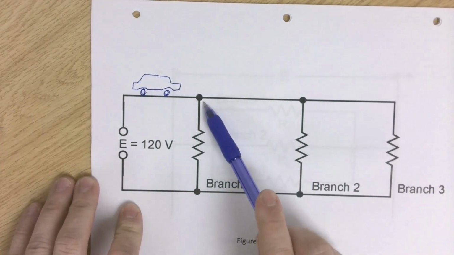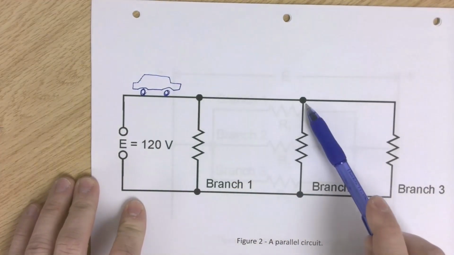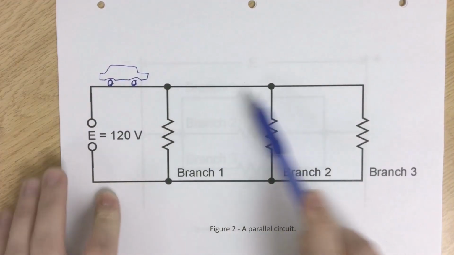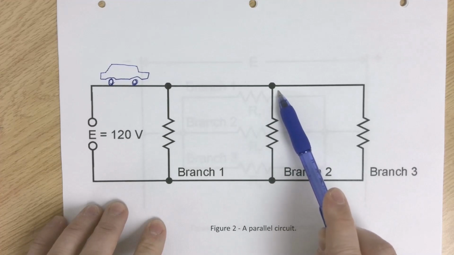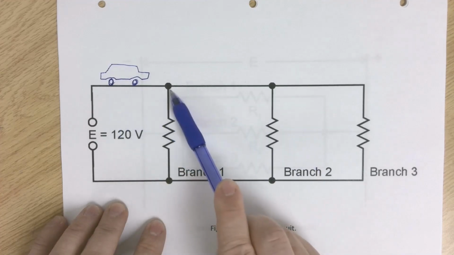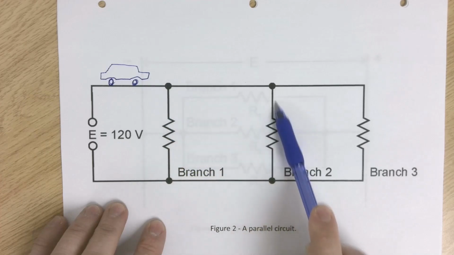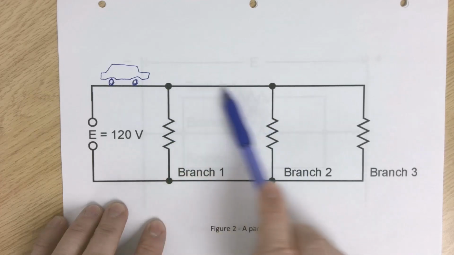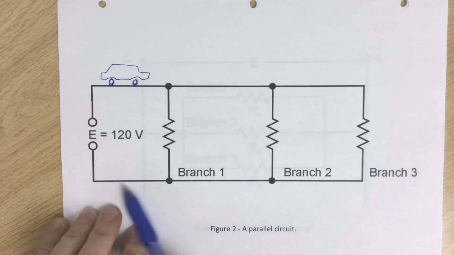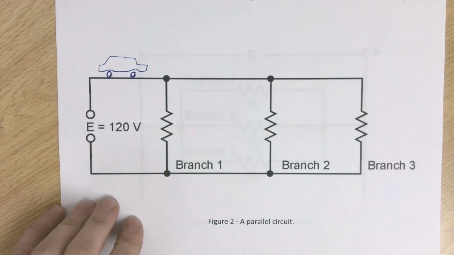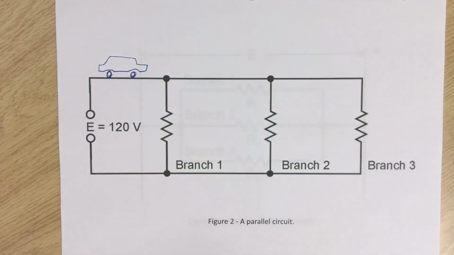But if these dots, which are called nodes, if we think of these nodes like a traffic intersection, well, as cars start to drive up to the intersection, some could go down this way, and some could keep going and then go down this way, and then other cars could go all the way around like this. And that's how current starts to behave in a parallel circuit. There's multiple paths, there's multiple branches for current to go down.